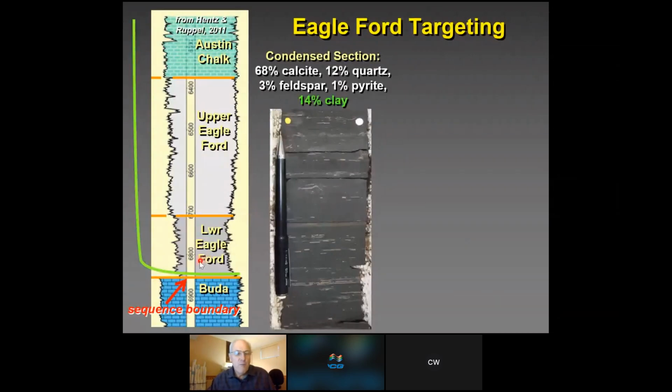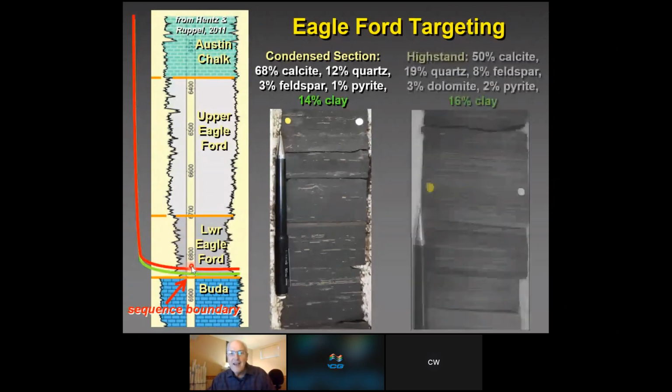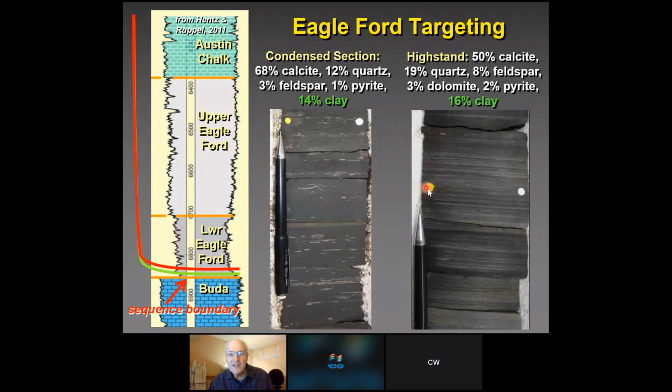We moved our well bores up just a little bit into the lower Eagleford, right? Something like that. And now we're in the early high stand again. Again, this is our XRD data right there. That was our data point. That's 50% calcite, 90% quartz, 16% clay. It doesn't look all that different.